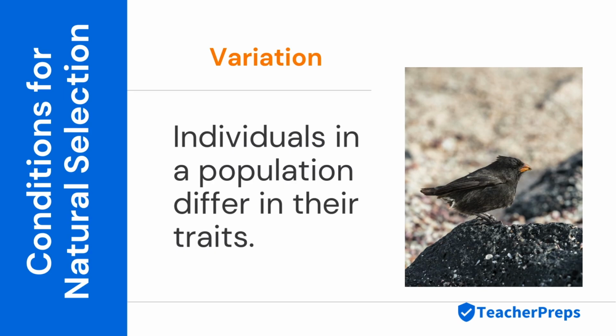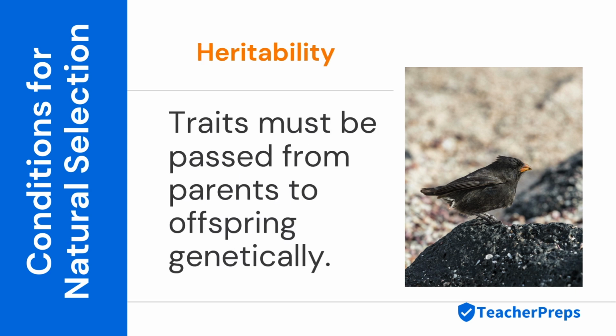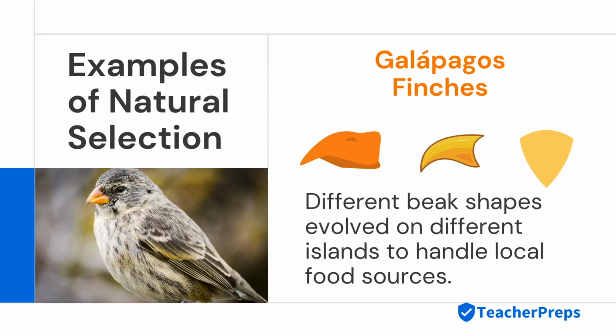Now, for natural selection to happen, individuals in a group need to have different traits from each other. This is called variation. Traits must be passed from parents to offspring genetically. And natural selection can be seen in the Galapagos finches, as observed by Charles Darwin, where different islands have finches with different beak shapes, which are suited for the specific local food in that particular island.